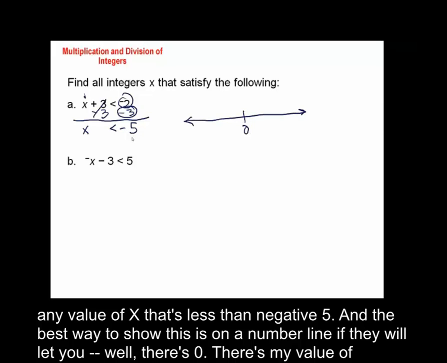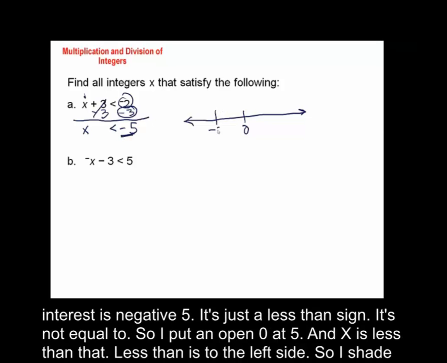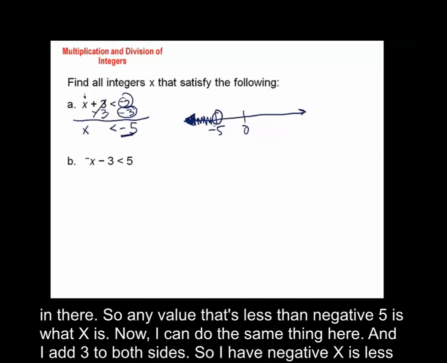Well, there's 0. There's my value of interest, negative 5. It's just a less than sign. It's not equal to, so I put an open circle at negative 5, and x is less than that. Less than is to the left side, so I shade in there. So any value that's less than negative 5 is what x is.